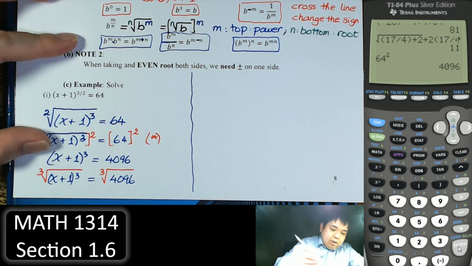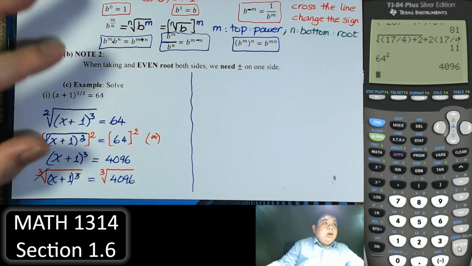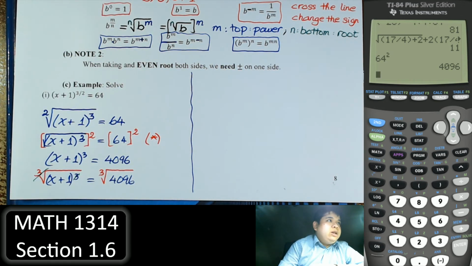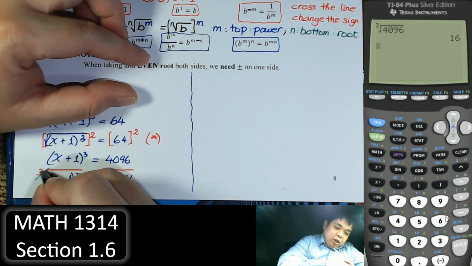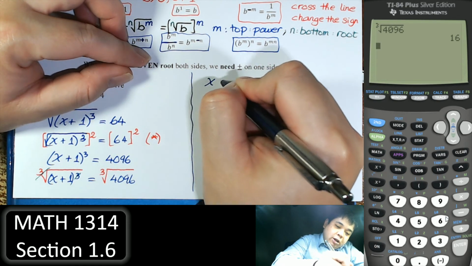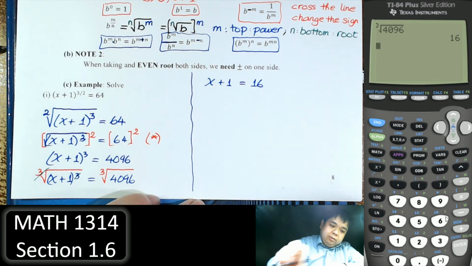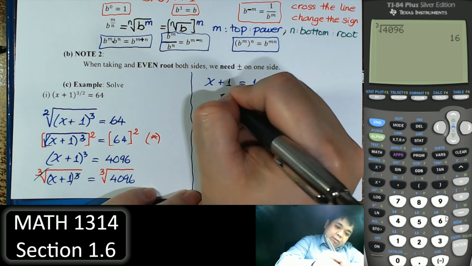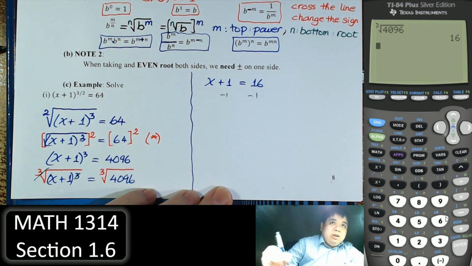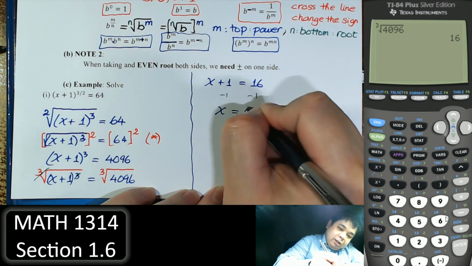Right, so cube root cancels the cube. If you're using this calculator, the cube root is under math. So hit math and option, I think 4. So 16. And the cube root cancels the cube. So we have x plus 1 equal to 16. Minus 1 on both sides. x equal to 15.